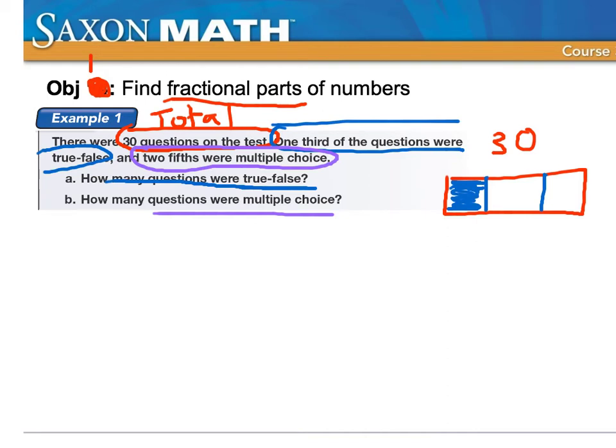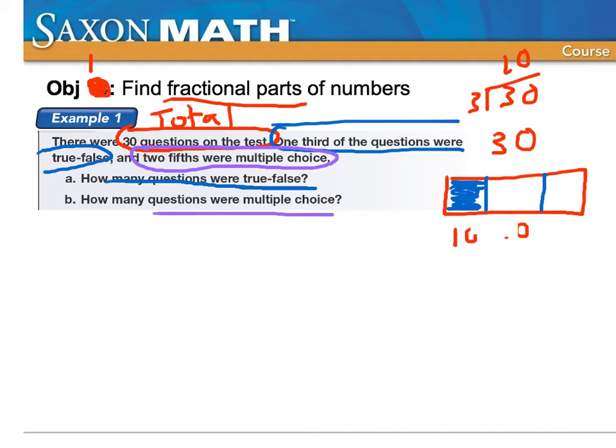Okay, well I've got a 30 question test, and it's broken into 3 parts. So if I take my 30 and divide it by 3, I got 30 questions and 3 parts to my test. That's going to tell me how many questions are in each part. Okay, 30 divided by 3 is 10. So that means this part has to have 10 questions. This middle part has to have 10 questions.